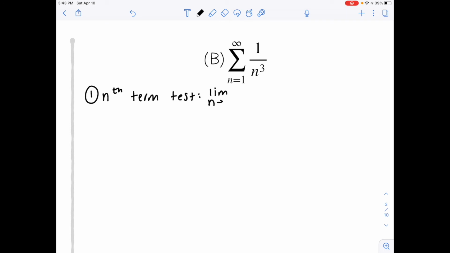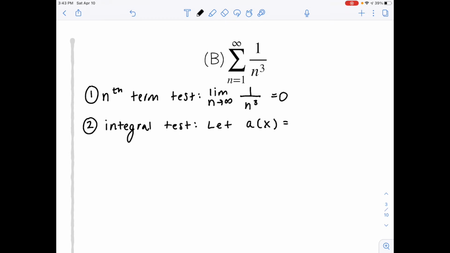The limit as n goes to infinity of 1 over n cubed equals 0. So it's inconclusive, so we don't know whether or not it's going to converge or diverge, so we're going to move on, right? So for the integral test, we're going to let our function a of x equal 1 over x cubed, for x greater than or equal to 1, since that is where our summation is starting.